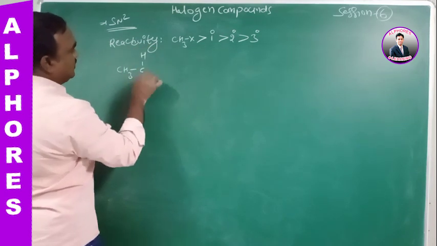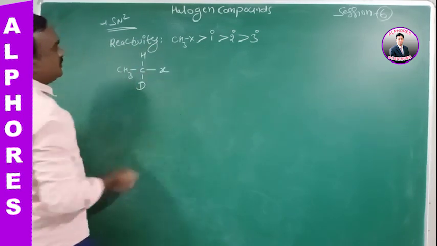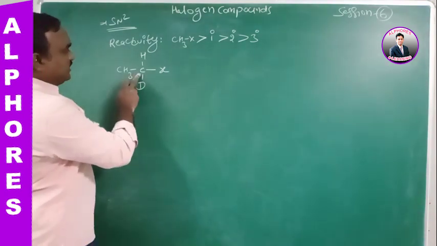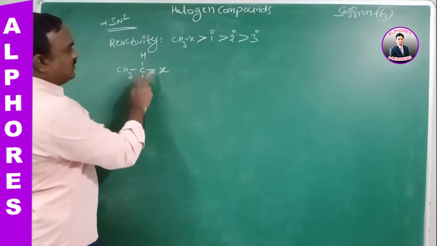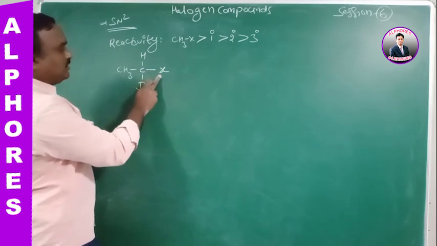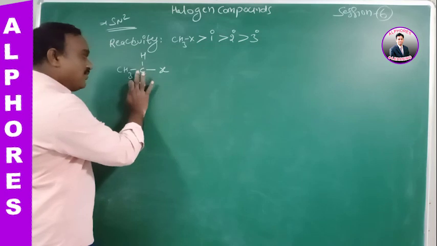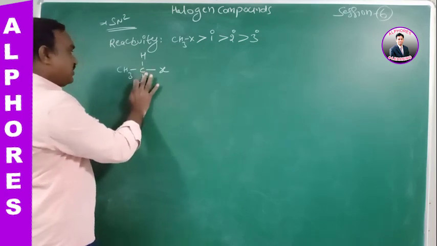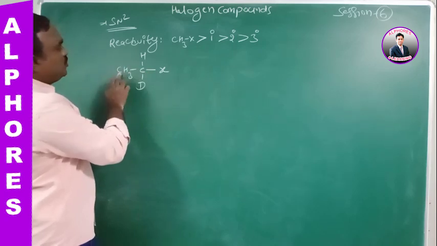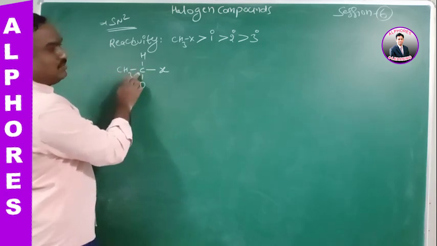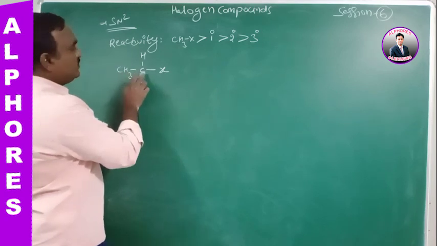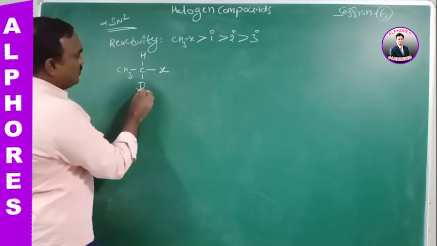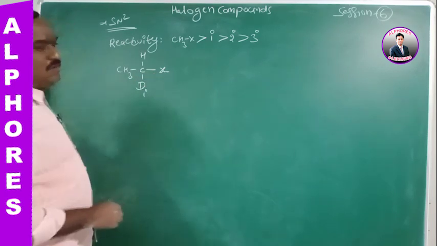here D, and here X. Is the given substrate primary, secondary or tertiary? How can you identify this? Based on the connectivity of carbons. The halogen-connected carbon is connected with only one carbon, that means only one C-C bond. The primary carbon having X means it is a primary halogen compound.